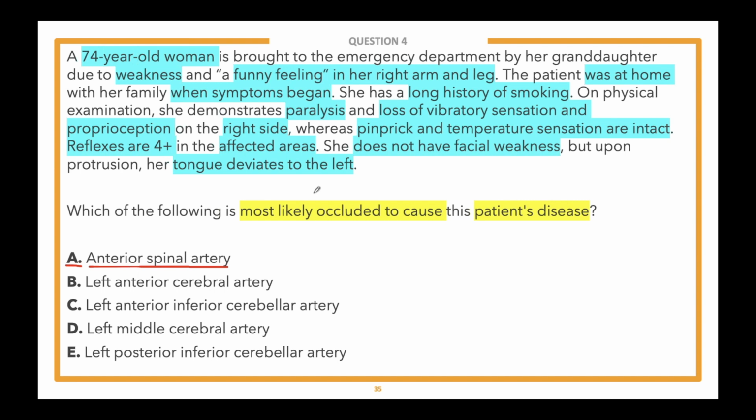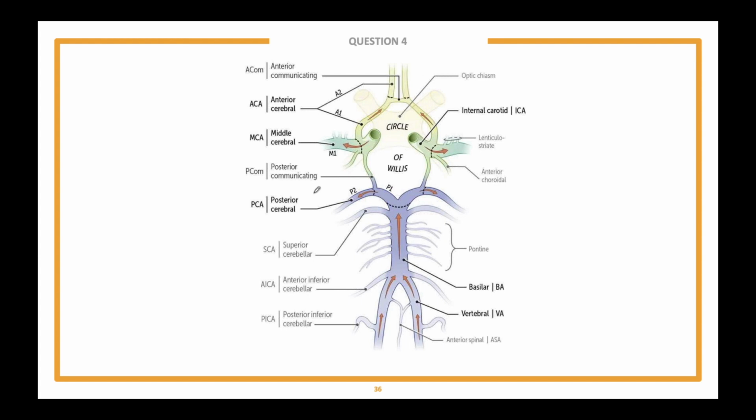So let's take a look at that nice stroke table in First Aid. It's on the next slide. And actually, first up, I think, is just the circulation. And this is a good review to make sure you know the different circulations, ACA, MCA, PCA, and then you can see there at the very bottom, the anterior spinal artery, okay?